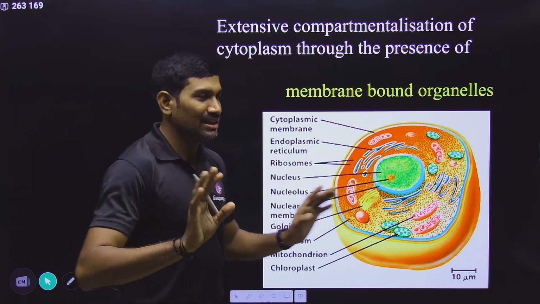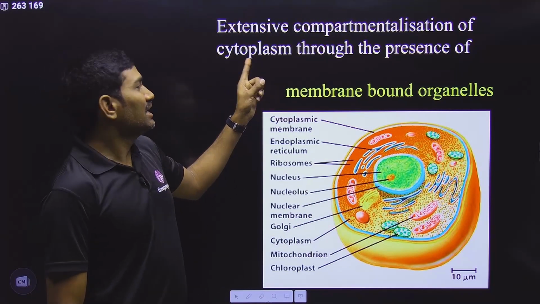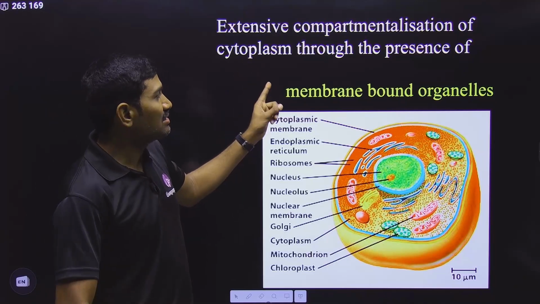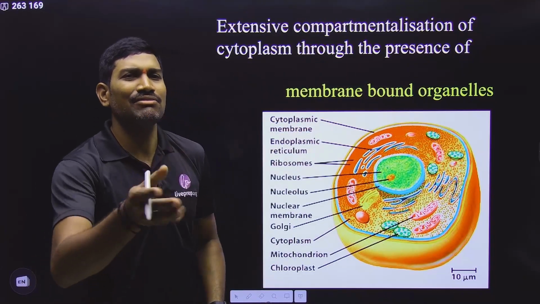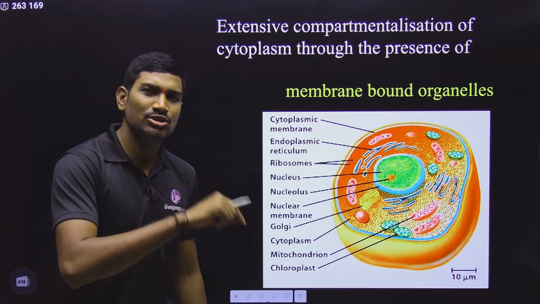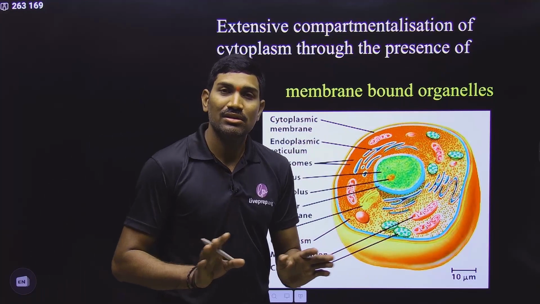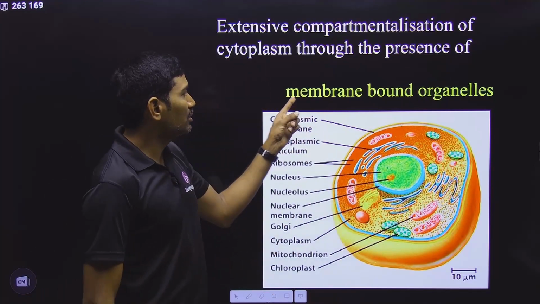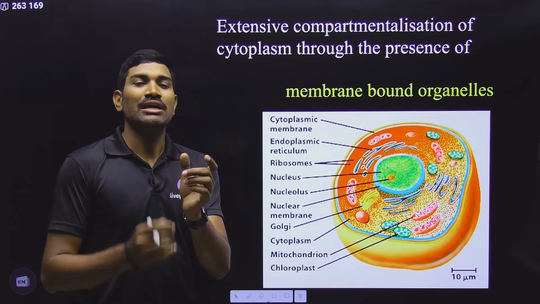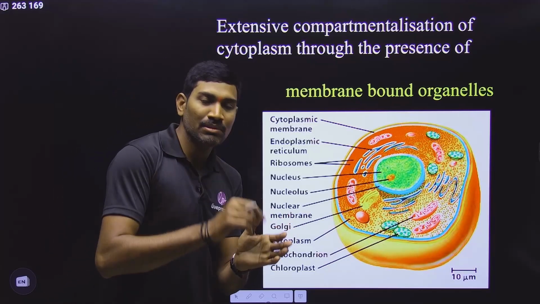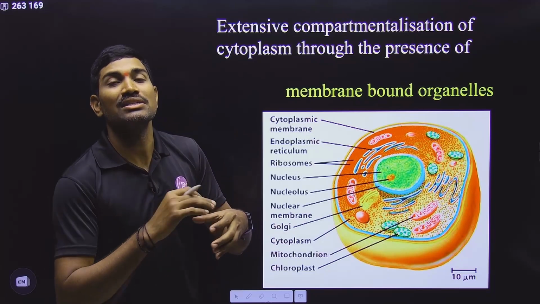Suppose in the examination they say that extensive compartmentalization of cytoplasm in eukaryotic cells is seen through the presence of ribosomes. Is it a true statement or a false statement? Simply you may say organelle, but it is not simply about the organelle. You need membrane bound organelles. This is the point, so you need to focus on this. Those organelles which have membranes, the content present inside them is separated from the surrounding cytoplasm.